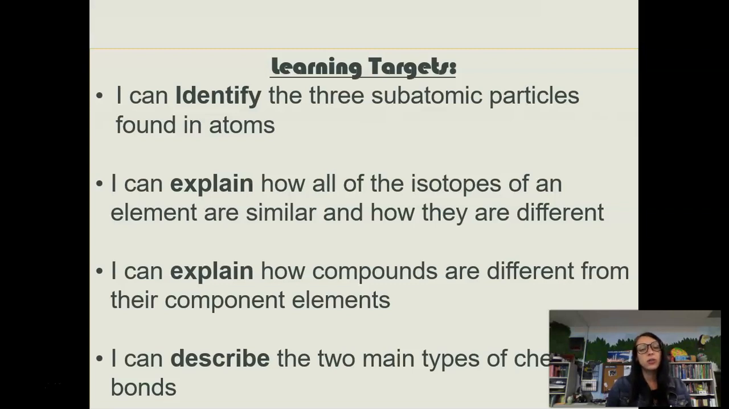And then finally, can you describe the 2 major types of chemical bonds that we talked about, ionic and covalent bonds? If you can do all those things, then you're on track. If not, this would be a great opportunity for you to either review this video or check out your textbook or review some of your notes in class.